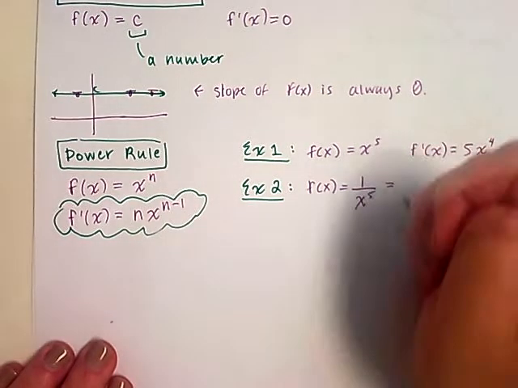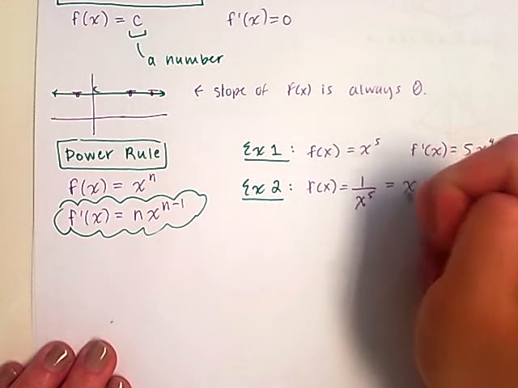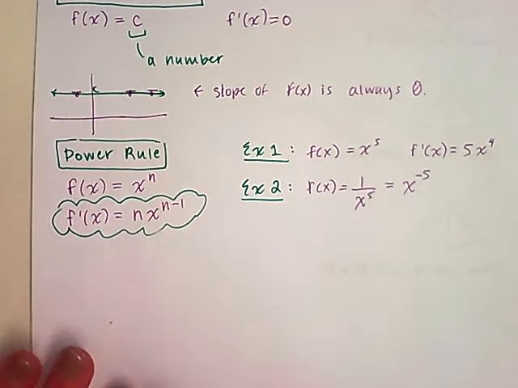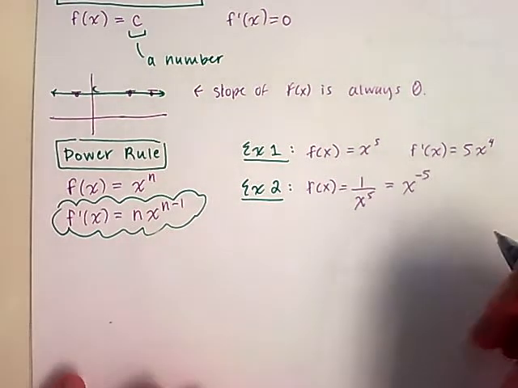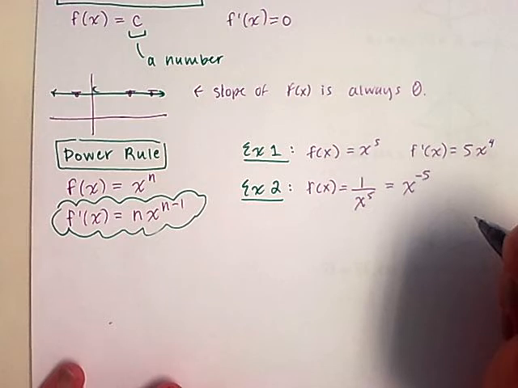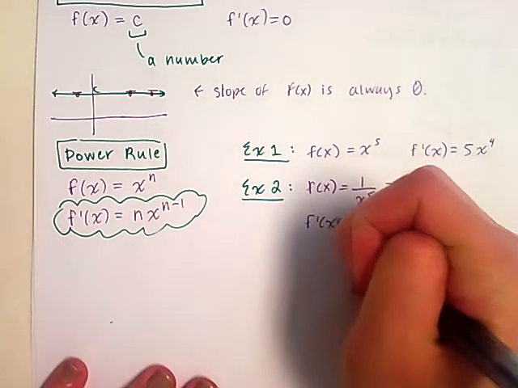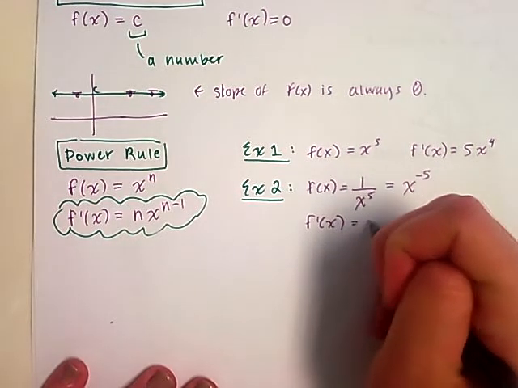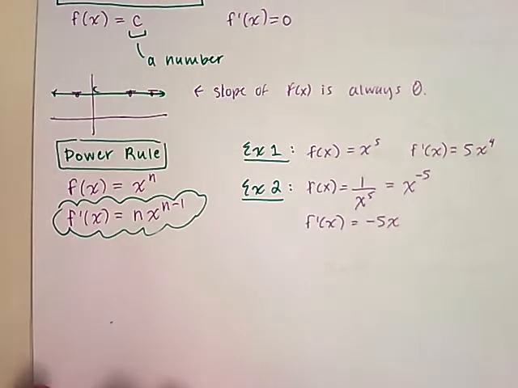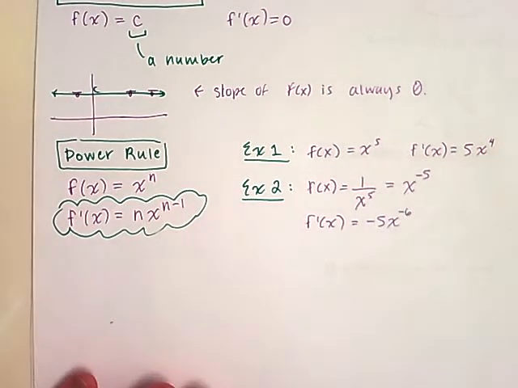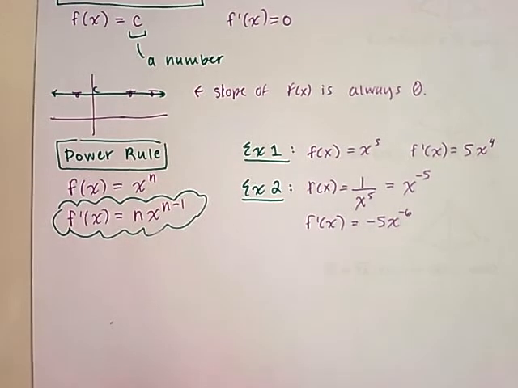So I know this is the same thing as saying x to the negative 5. And now I have something of the form that I want, right? So I have x to the n, where n is negative 5. So I would say f prime of x is, I bring the negative 5 out front. My new exponent is negative 5 minus 1, which, be careful, is not negative 4, it's negative 6. So then my derivative is negative 5x to the negative 6.